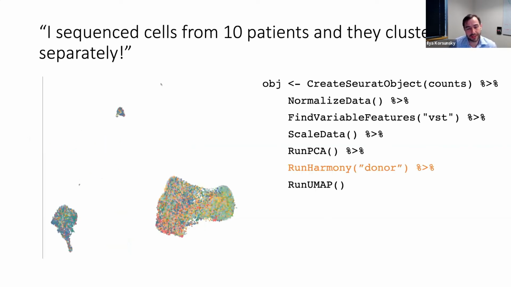And so for this case, simple. We just tell Seurat what the variable is that we want to take out. We take it out after we run PCA, before we run UMAP, before we run clustering, and now it's corrected.